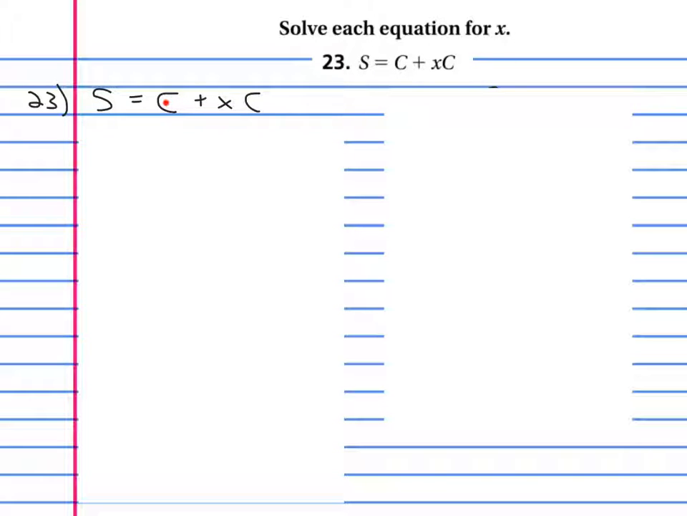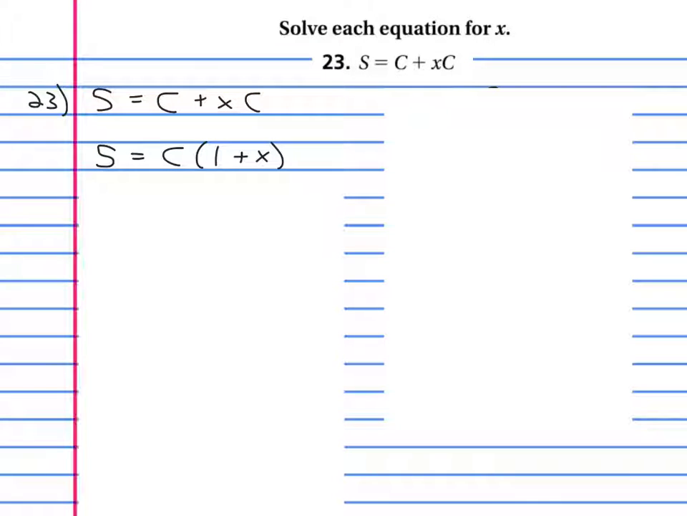Okay, so this divided by c, c divided by c is 1. This divided by c is x. So what you get is s equals the c out front and then times 1 plus x. Now, let's just verify where that came from. What is c times 1? C times 1 is c, that term. What is c times x? That is xc, that term. Okay, now we don't have c happening twice in there. Doesn't really matter for isolating x, but it is a good idea to do that.